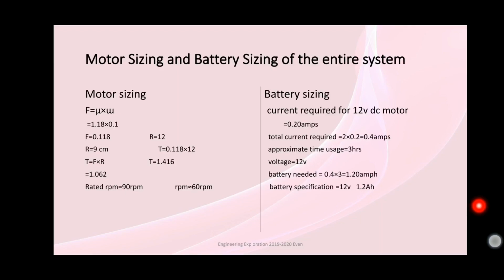Coming to the battery sizing, the current required for a 12 volt DC motor is 0.20 amps. Total current required for 2 DC motors is 0.4 amps. Approximate usage time will be 3 hours and the voltage is 12 volt. So the battery needed is 1.20 ampere hour. So the battery specification is 12 volt, 1.2 ampere hour.